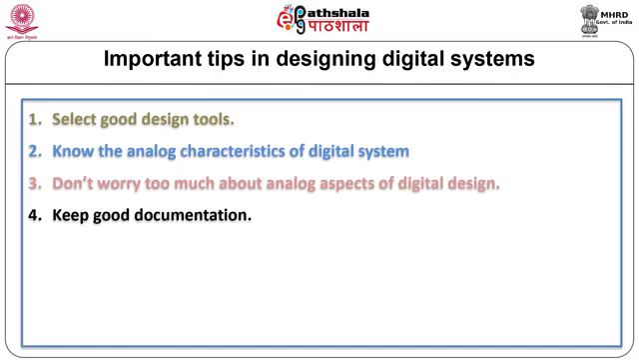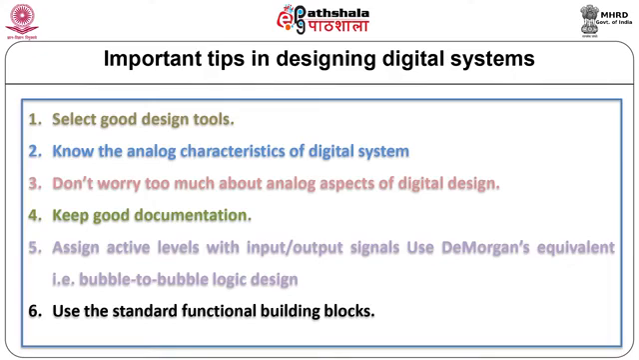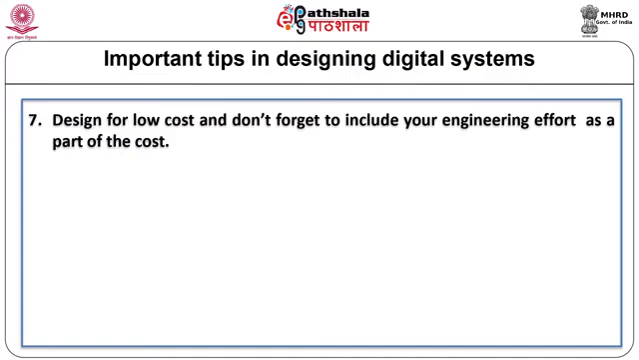Always document your design to make it understandable by yourself and others. Thus, keep good documentation. Associate active levels with signal names and practice bubble to bubble logic design. In short, use De Morgan's equivalent whenever necessary. Understand and use standard functional building blocks for design. Design for minimum cost at the system level, including your engineering efforts as a part of the cost. Thus, do not forget to include your engineering efforts as a part of the cost of the system.